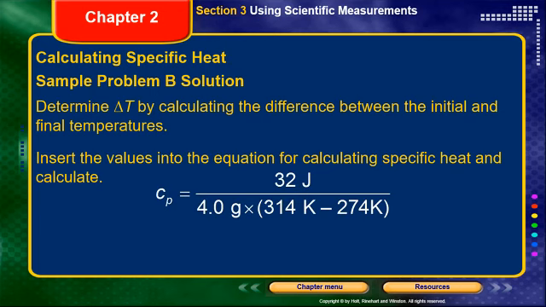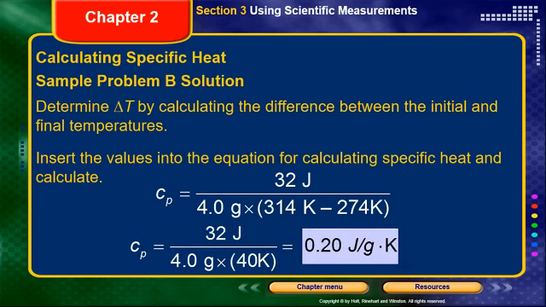Insert the other values into the equation for calculating specific heat and calculate. My specific heat is equal to the 32 joules, right? That's Q, over 4.0 grams, that's M, the mass, multiplied by delta T, the change in temperature. Doing some calculations, I see that delta T is actually 40 Kelvin. And so I simply plug into my calculator 32 divided by 4 times 40, and you will get 0.20. And the units here, if you are following the units, you have joules divided by grams times Kelvin.